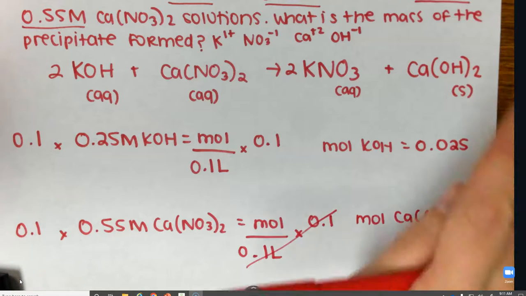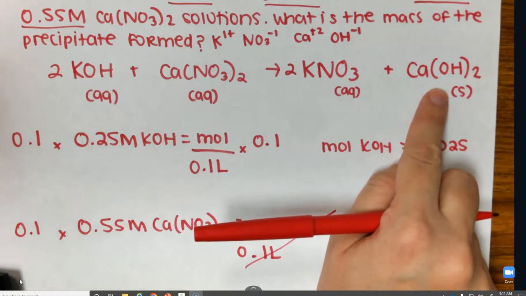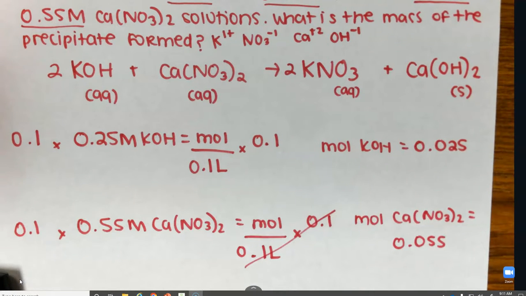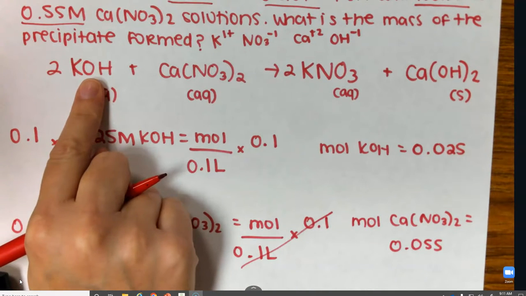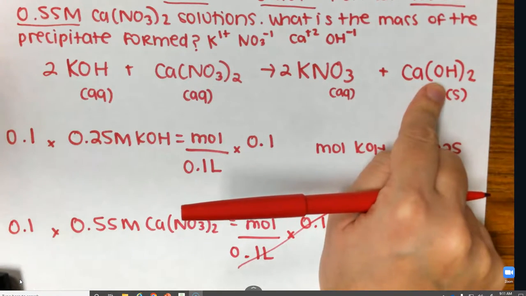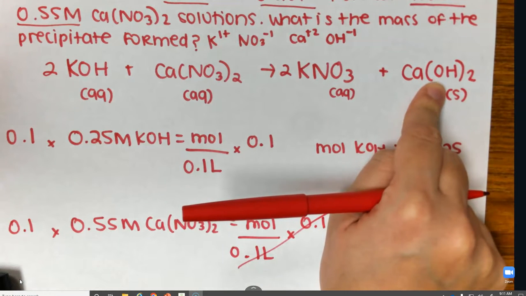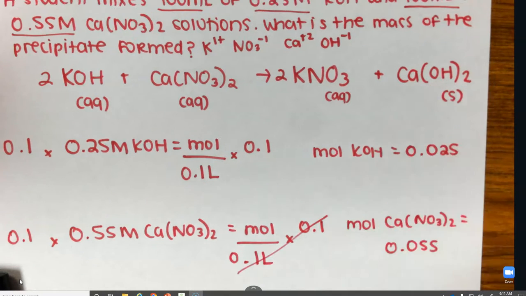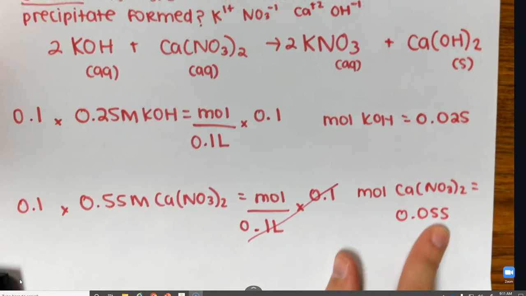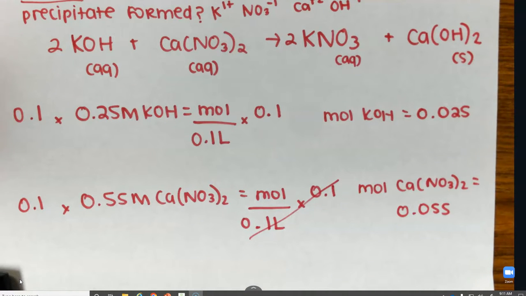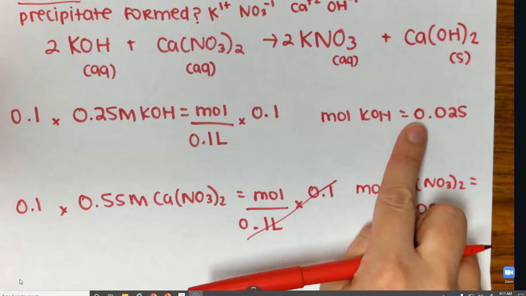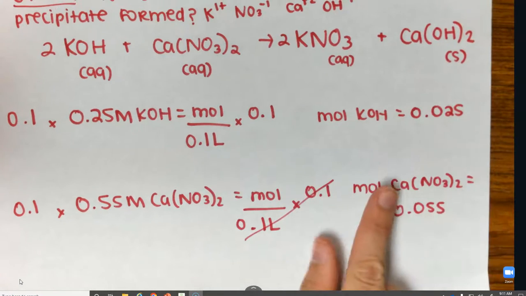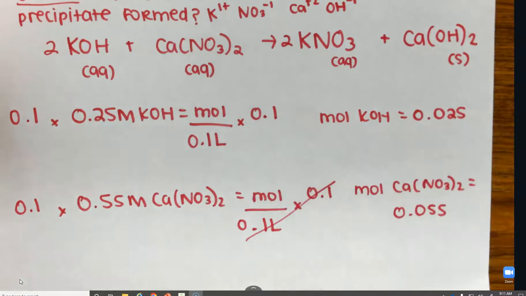Now that we have moles of both of our reactants, let's look back at the question. What's the mass of the precipitate formed? I want to find grams of calcium hydroxide. Because I have moles of KOH, I can use my mole ratio to solve for moles of calcium hydroxide, and then 1 mole of calcium hydroxide is the molar mass of that. And I can repeat with the calcium nitrate. I didn't tell you which reactant was limiting, and so we have to test moles of this to see how many grams of that we can make, and moles of this to see how many grams of that we can make. And the smaller number is your limiting reactant, which is how many grams that you can make.